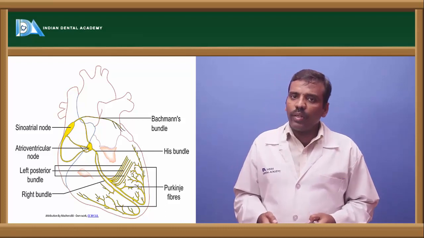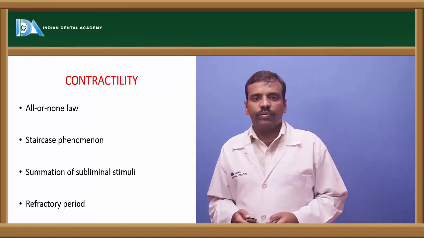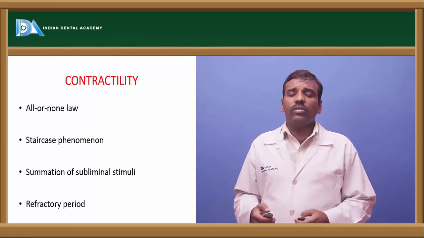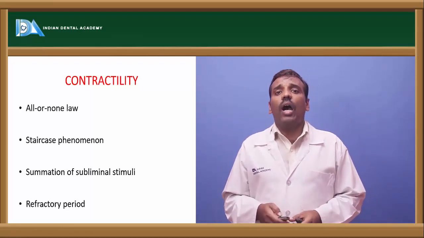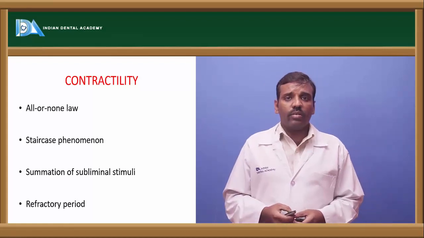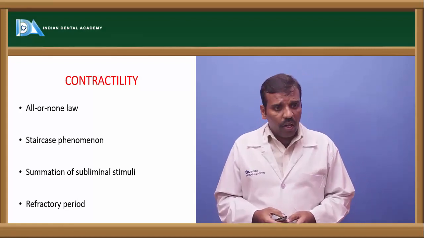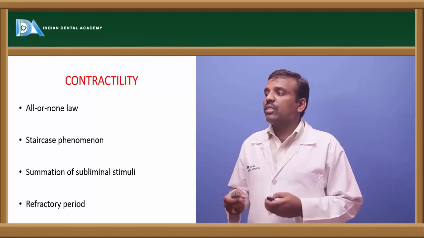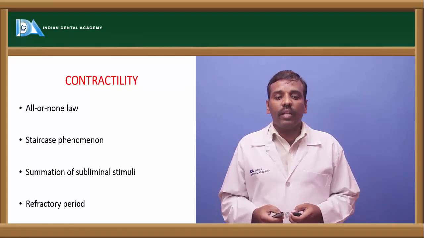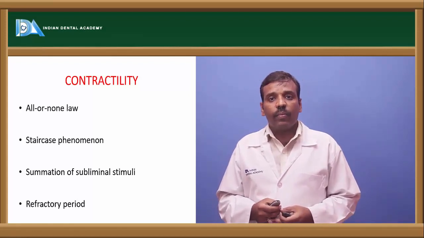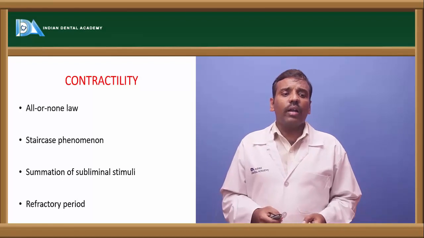And the next property is contractility. If you see this contractility, it is the contraction of the heart. It mainly depends upon four factors. One is the all-or-none law, another one is the staircase phenomenon, the next one is summation of subliminal stimuli, and the next one is the refractory period. First, let us come to the all-or-none law.